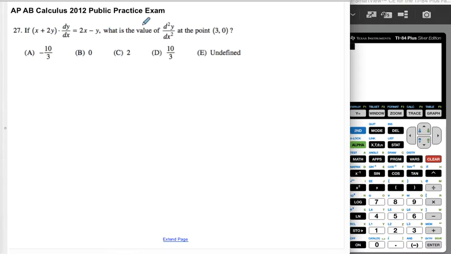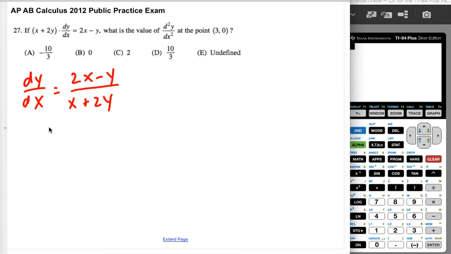We're given this value, we're asked for the second derivative. So there's a couple ways to deal with this. We want the second derivative at (3, 0), right? So you could either solve for dy/dx by dividing this thing over and then do a quotient rule. That's probably what I would do. Or you could have done the product rule to differentiate here.